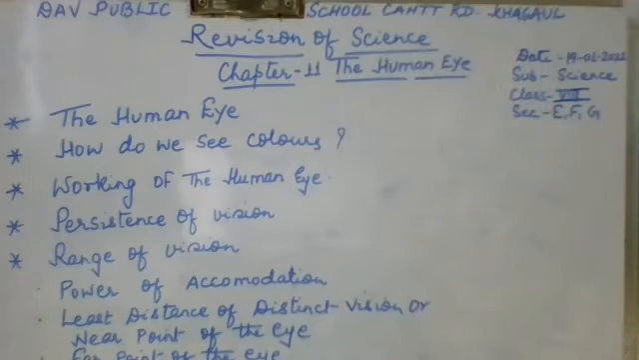Then comes the next question. Priyanshu Rajak, are you ready? Yes, ma'am. How do we see colors? This is the question which is asked, and the explanation is very elaborate. You can just explain it. We are able to see colors with the help of cone-shaped cells.